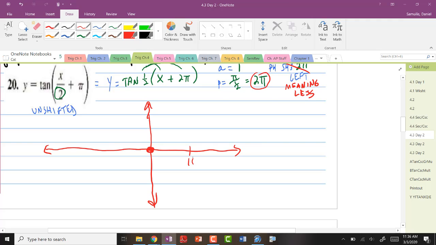Pi. The way tangent works is, from your training, you take half the period, and that's where the asymptotes are. I just showed you the parent. Now the babies, they have the same attributes, it's just we're changing the x values. Then half of pi is pi over 2. And then negative pi over 2.